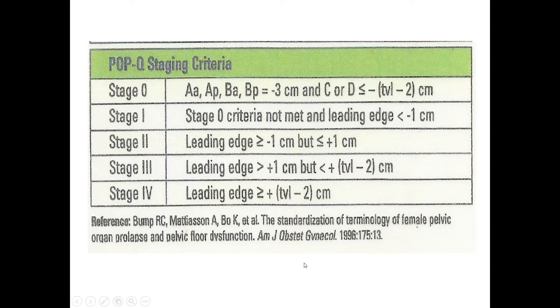Stage 2, leading edge is within minus 1 to plus 1 centimeter of the hymen. Stage 3 is the leading edge more than plus 1 centimeter but less than TVL minus 2 centimeter outside. Stage 4 is the leading edge more than or equal to TVL minus 2 centimeter outside.